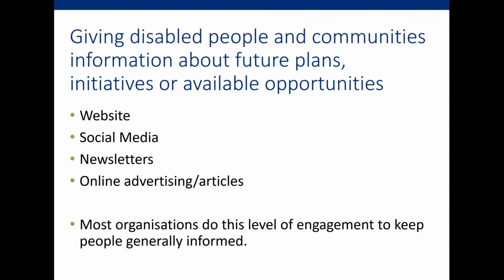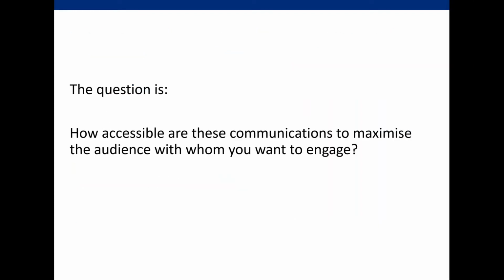And I'm going to take you first to the stage around informing. Informing, most organisations do. We give people, not just disabled people, we give people information about what we do, how we work, who we work with, future plans and initiatives and available opportunities. And we use a lot of our social media, newsletters, external comms, websites to do that. And that's fine, but for me, the question is how accessible are those communications to maximise who you want to engage with? Do you know who you want to engage with?